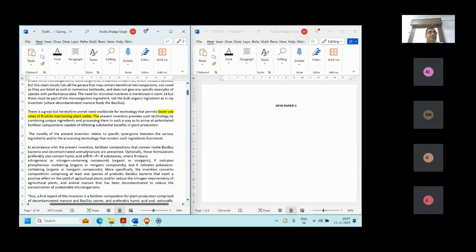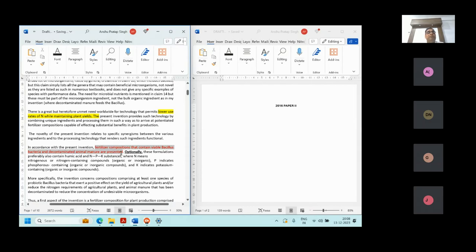We are reading. In accordance with the present invention, now, the moment it says fertilizer composition that contain, now he is describing his elements. This line is describing the elements. Started. Fertilizer composition that contain viable bacillus bacteria and decontaminated animal manure. Optionally, this is the additional one. Please see. These formulations preferably also contain humic acid and NPK substance, where N means nitrogenous, P indicates phosphorus. Okay. More specifically, the invention concerns composition comprising at least one species of.